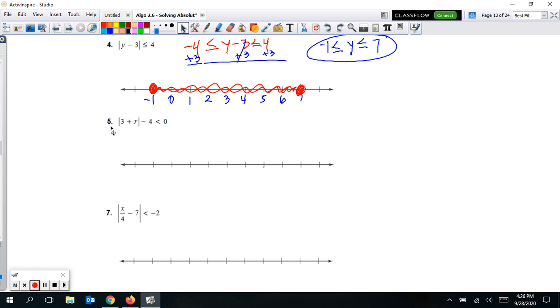Alright, so number 6. First thing we're going to do on number 6 is we have to get the absolute value symbols by themselves. I need to add 4 to both sides. So I'm going to add 4. And once I add 4, I'll have my absolute value of the 3 plus r, and then my inequality sign is still less than, and then 0 and 4 make 4. Alright, so at this point I want you to pause the video and write out the two inequalities, or write out this compound inequality, solve it, and then once you get the solution, graph your solution on the number line. So pause the video and do that now, and then go ahead and push play again to see if you're correct.